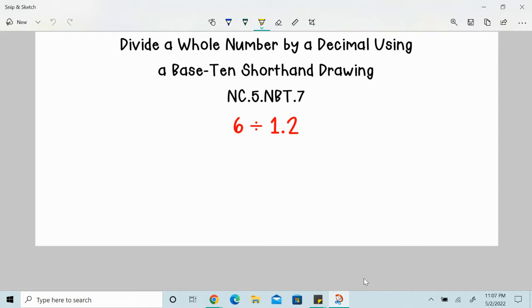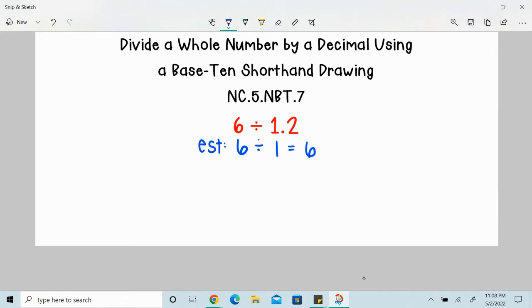Before we solve, we want to estimate so that we can make sure that our actual answer is reasonable. When I look at 6 divided by 1 and 2/10, I might think of this as an estimated answer of 6 because 6 divided by 1 would give me 6. This lets me know that our answer will be around 6. However, I know it will actually be less than 6 since 6 is being divided into groups of 1 and 2/10 instead of just into groups of 1.